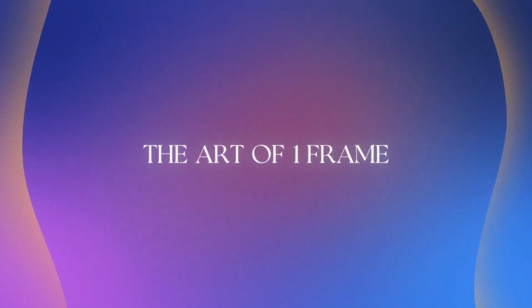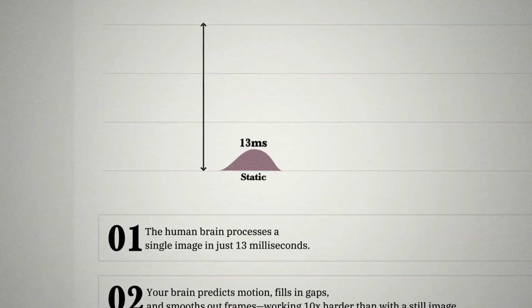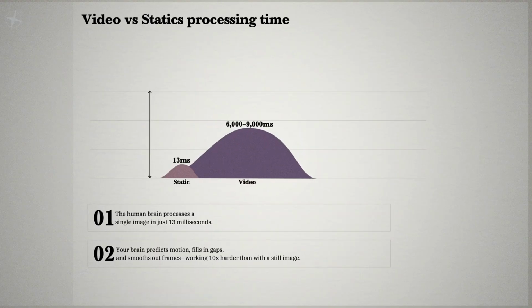Principle number 1, the art of one frame. Let's start with something that blew my mind when I first got into advertising. When you're scrolling through your feed at light speed, as one does, your brain can process a static image in about 13 milliseconds. That's faster than you can even consciously register what you're looking at. And for video, on the other hand, your brain needs way more time. It needs to watch, process, and understand.